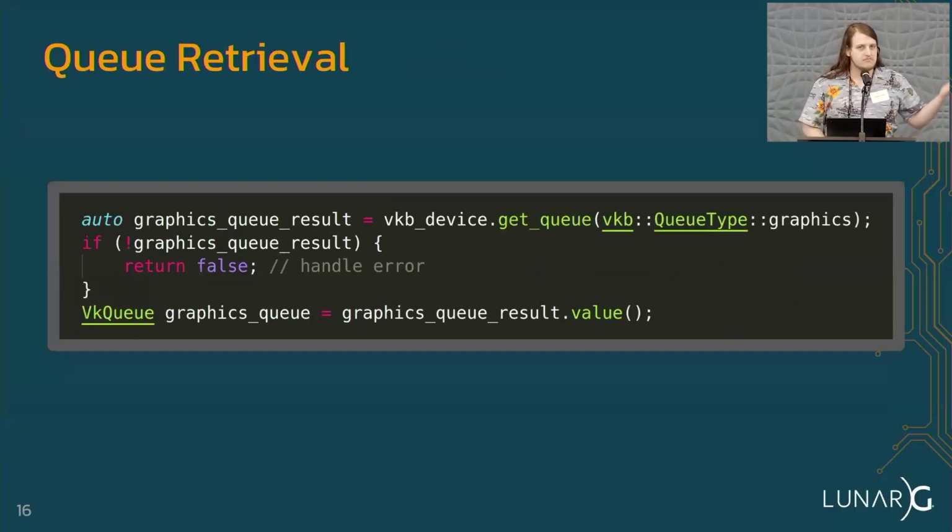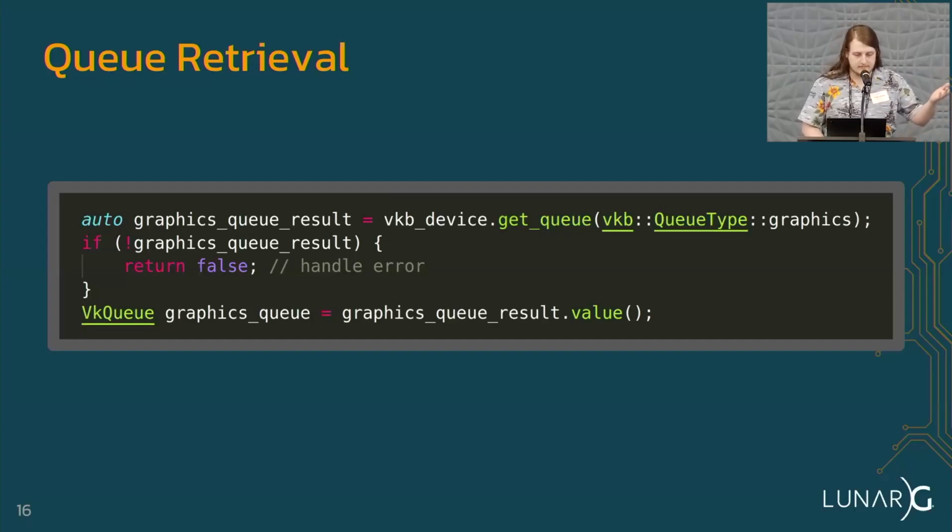And I mean, this is stuff that you really don't need, but it's there to show you have access to it. Queue retrieval follows the same exact pattern, except instead of calling build or select, you have a get queue function where you pass in the queue type you want: graphics, compute, transfer, sparse, video. I have not tested the video stuff, but I'm sure it works. But in the same way as everything else, you get an error type or a result type that could have an error. And if it fails, you don't get it. And if it succeeds, you get it.